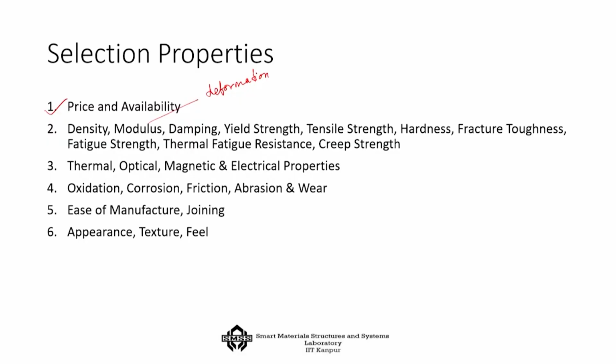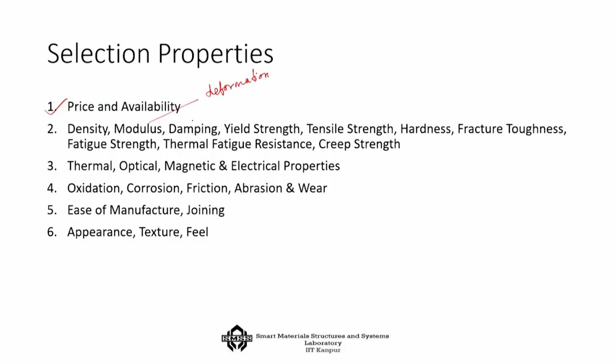Damping is another very important property. Damping is related to the noise and vibration. So, if we design a system, we always try to see, unless it is a musical system, it should not vibrate. So, you should be able to absorb the vibration in the system, and that vibration absorption property is controlled by damping.